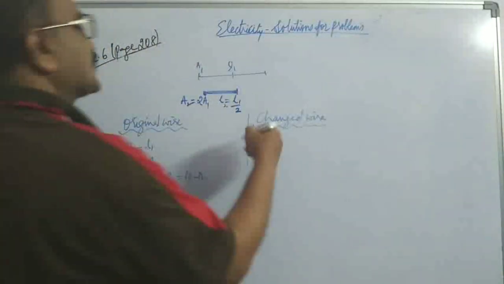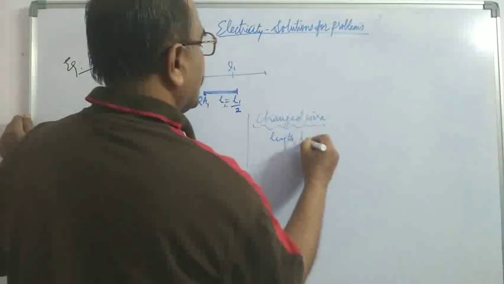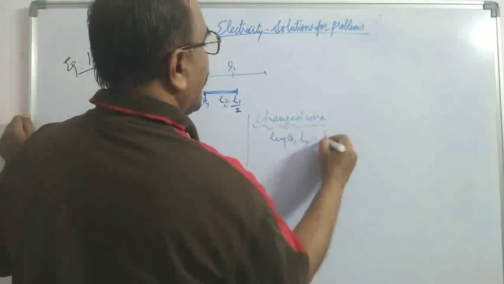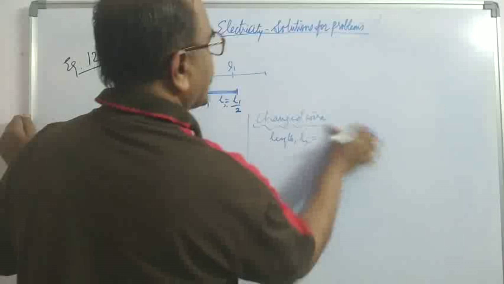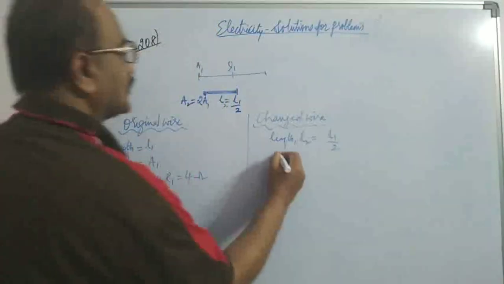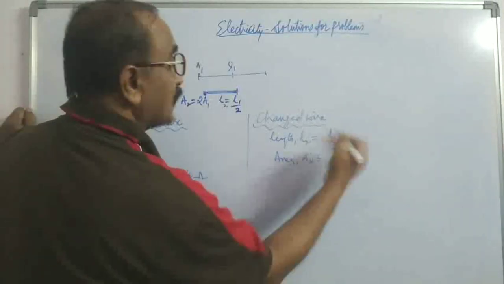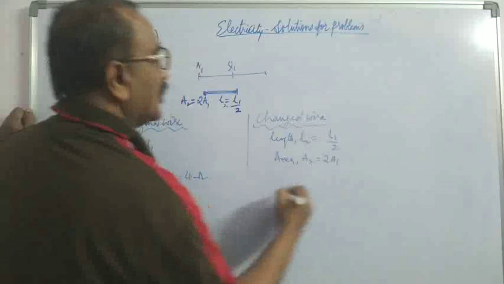Now, what is changed here? The length, let us call it L2, is half of L1. Otherwise, I write it as L1 by 2. Okay, good. And the next one, what happened to the area? Area A2 is double this quantity, so it becomes 2 times A1.